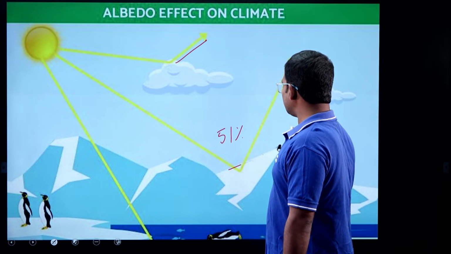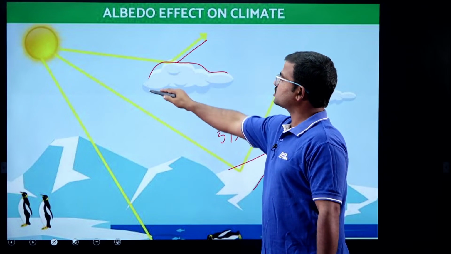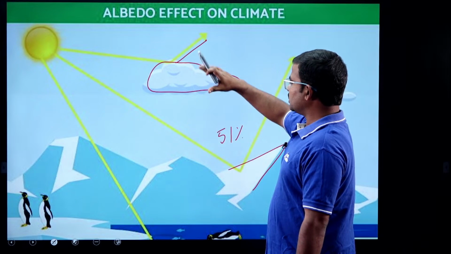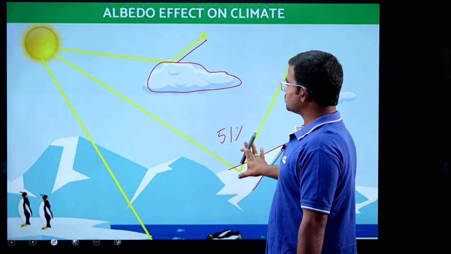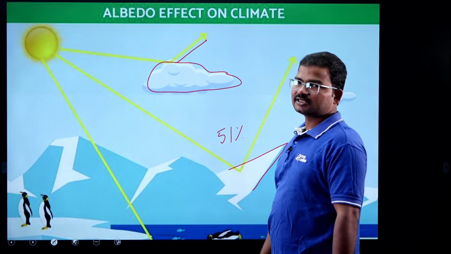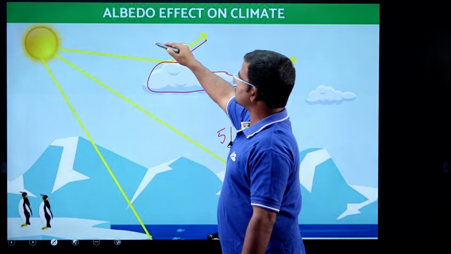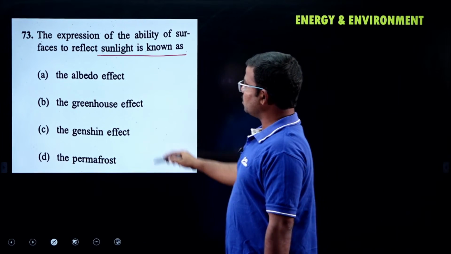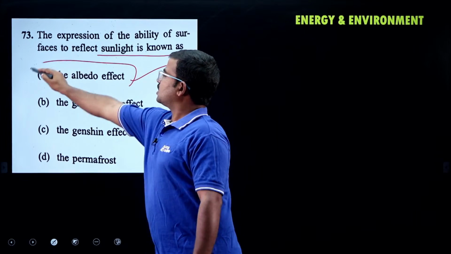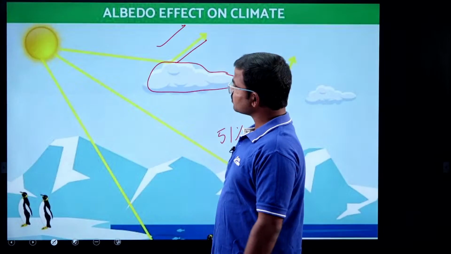So the reason is that here we have some amount of clouds and dust. The sunlight incident on these types of surfaces is mostly reflected. This kind of effect is called the albedo effect, okay, albedo effect. So that's why option A is the correct answer here, option A.